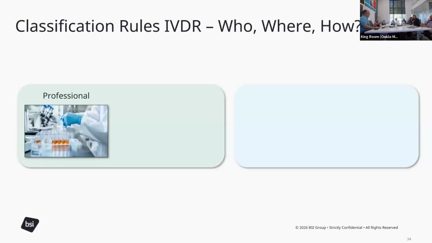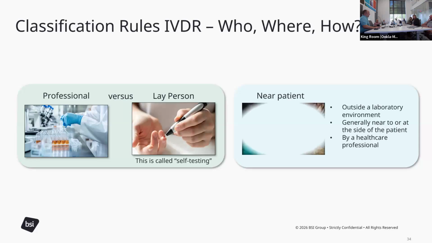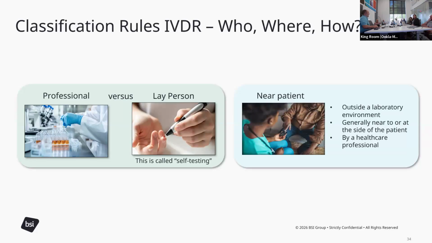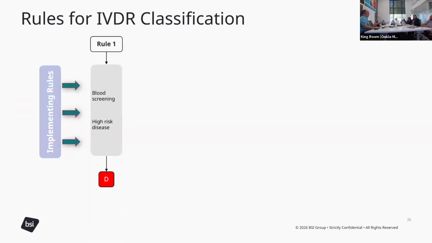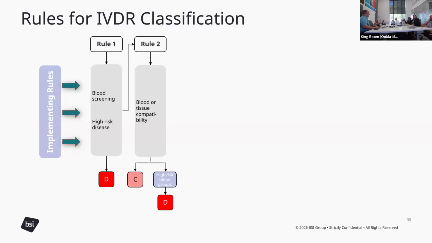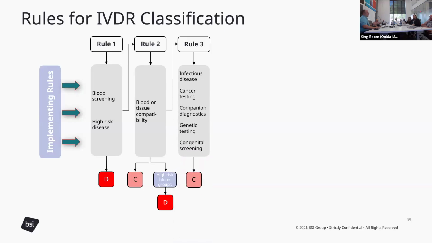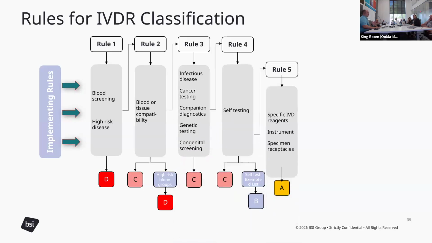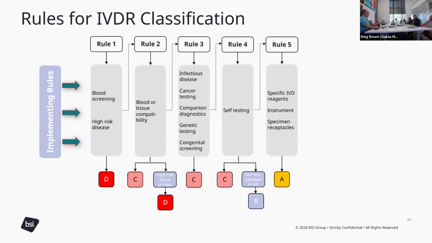And then IVDR rules, I don't really understand other than at a very superficial level, but we have an entire group that works on these. The big thing is, is it in a professional lab setting, or is the patient using the device? And then you're also looking at highest risk being for blood screening diseases, and then your classifications go down as you get essentially less risky, with class D being the highest risk.